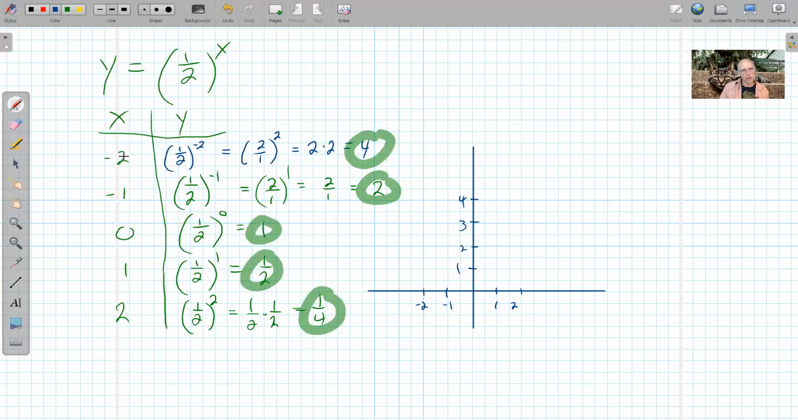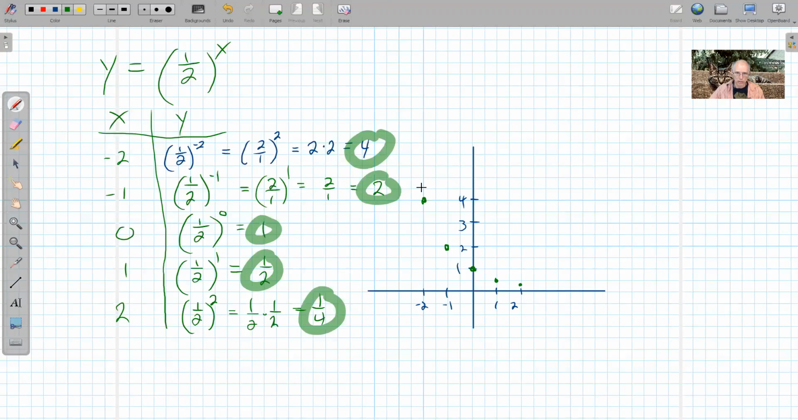And so first I want to plot the point -2, 4. So on paper, I want to plot each of these. So -2, 4 is about there. -1, 2 is about here. 0, 1: x is 0, y is 1. x is 1, y is 1/2. And then x is 2, y is 1/4 should be about there.